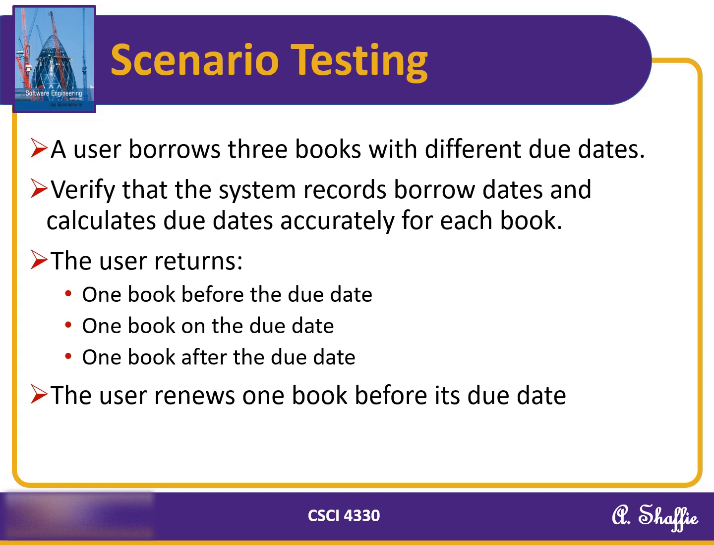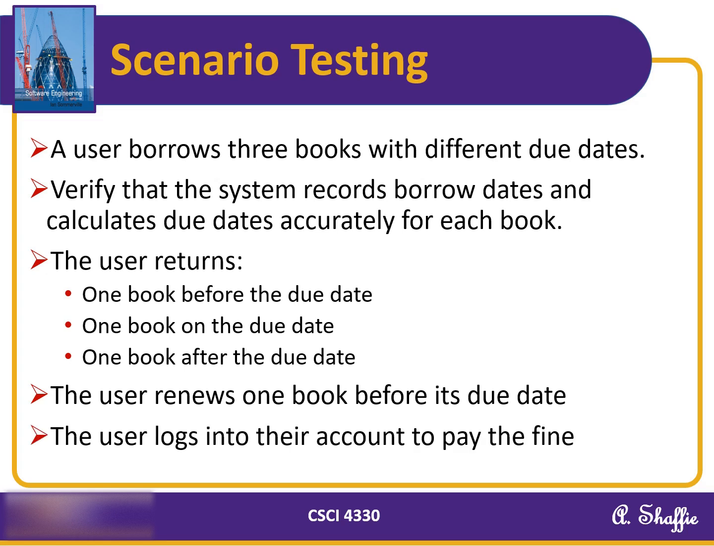The user then renews one of the books before its due date. We ensure that the system extends the due date and doesn't send any overdue notification. And finally, the user logs into their account to pay the fine for the overdue book. We check that the system updates the account balance correctly and removes the fine. This example demonstrates how scenario testing validates the system's behavior in realistic situations, ensuring it handles a sequence of user actions as expected.